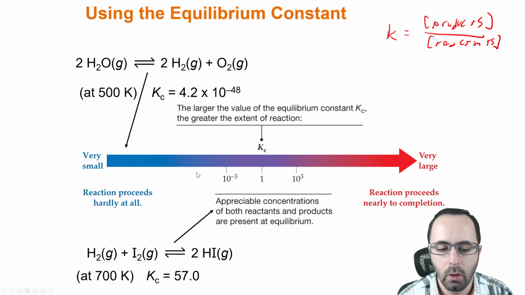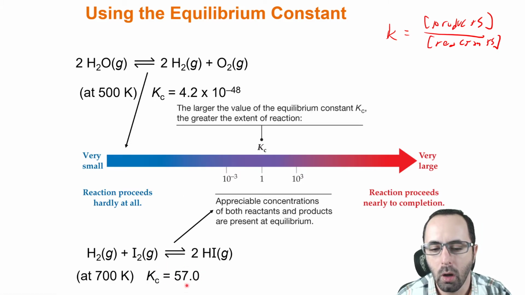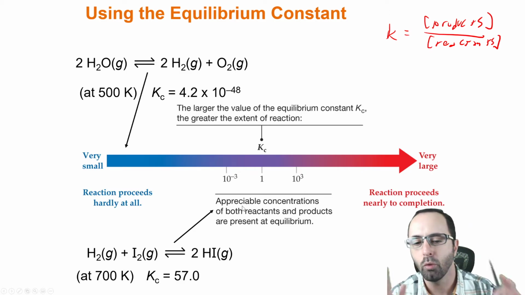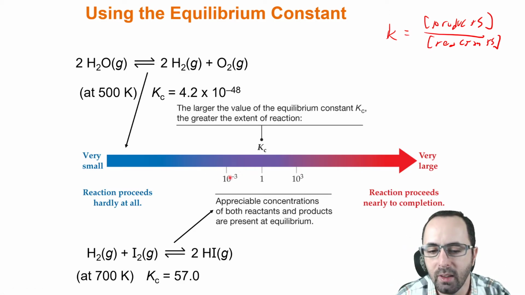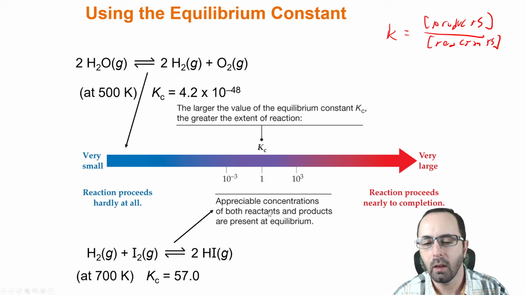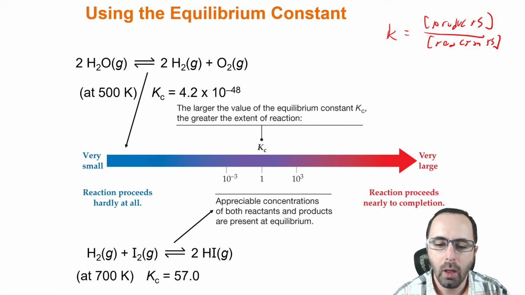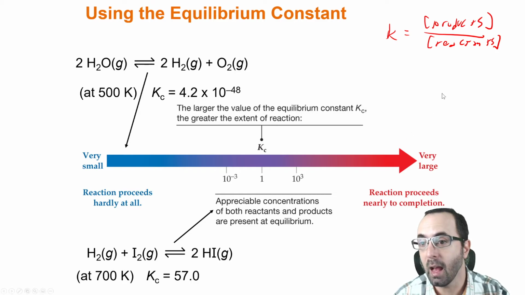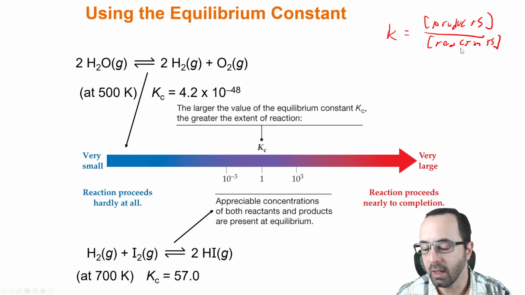What about for Ks that are close to 1? So they're in the middle. And so the kind of rough range is somewhere between 10 to the minus 3 and 10 to the third; we'll consider that close to a K of 1. This means that when we get to equilibrium, we'll have a significant amount of both products and reactants. If they were exactly equal, we would have a K of around 1.